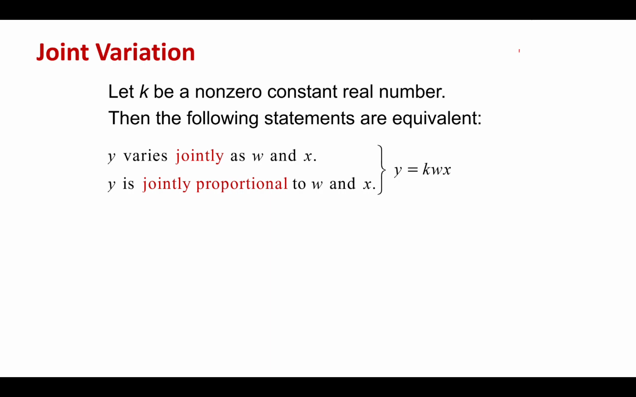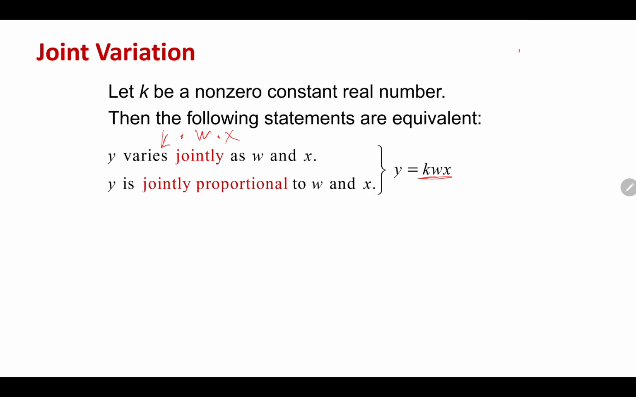Y varies jointly as W and X. So jointly is saying that whatever we're doing, we're doing it to both. So Y varies, that's our K, jointly is multiplication with W and X. Y is jointly proportional to W and X is saying exactly the same thing. So we just have Y equals KWX.